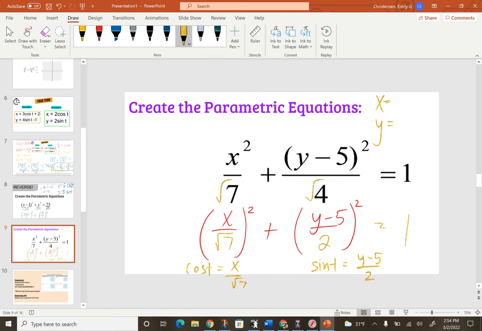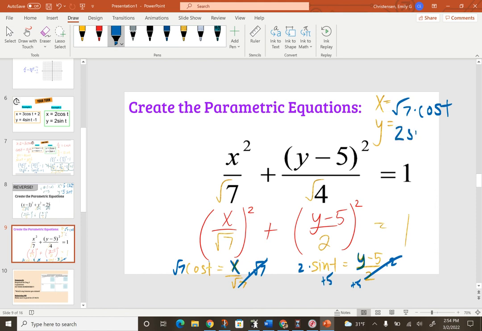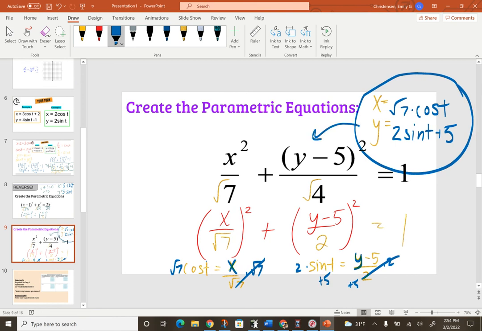So to solve for our end goal to get into parametric, solve for x and solve for y, looks like I'll have to multiply by root 7 to get root 7. There's that corner again. I don't know why it doesn't like the corner. Root 7 cosine t. That is just a funky square root. There, I got it. And then to solve for y, I'll have to multiply by 2 and add that 5. So 2 sine of t plus 5. These are my parametric equations. That would give me that ellipse.